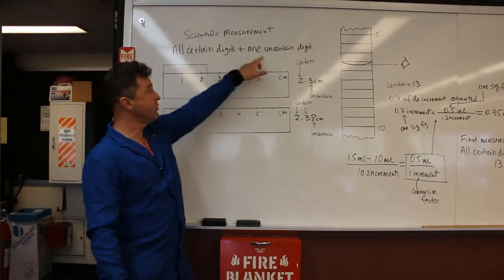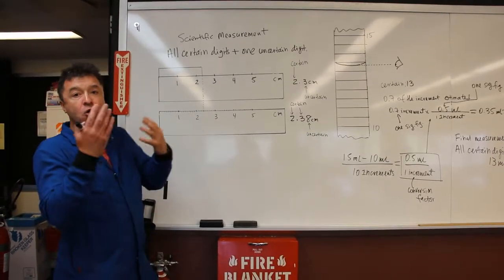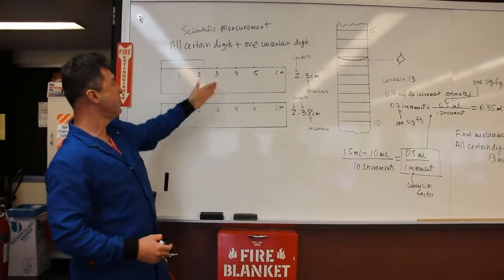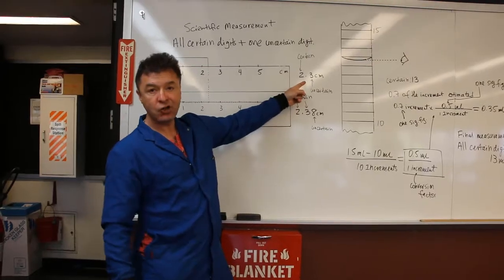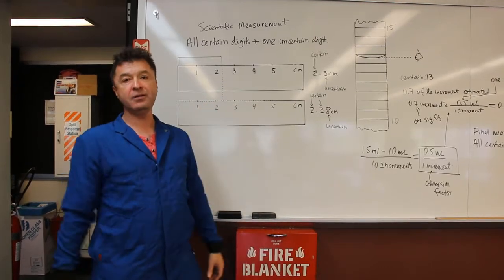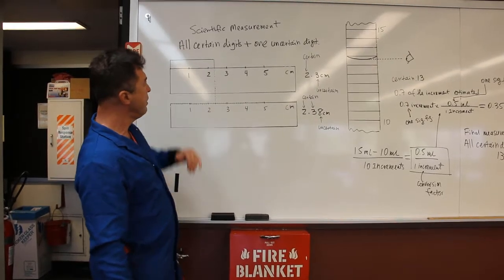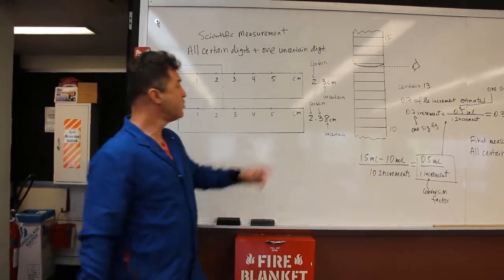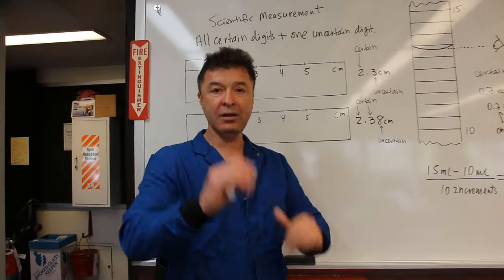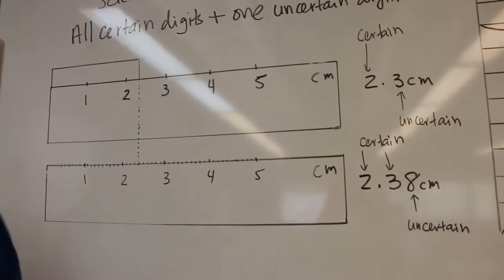Again, remember: all certain digits plus one uncertain. I know the certain digit here is definitely 2, because this measurement is between 2 and 3. It cannot be more than 3, therefore it must be a 2. Now, the empty space, guys, always must be estimated. I'm going to estimate, let's say it's about 2.2, 2.3. It's your call, really. So I just said 2.3, because this digit is uncertain and I had to estimate it. The last digit in the empty space between the numbers always has to be estimated.